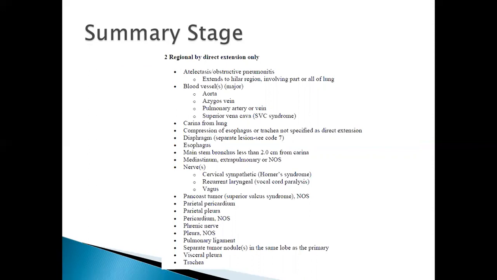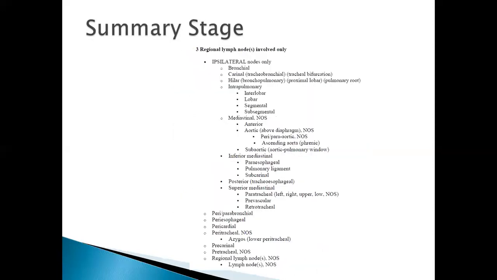Summary stage 2, regional by direct extension only, is when the tumor has grown beyond the lung and into these structures that are listed here, or when there are multiple lung masses or nodules in the same lung lobe or main stem bronchus as the primary tumor. So now with the lung, because we have lungs that have multiple lobes, regional by direct extension has a lot more ways in which it can present. So pay close attention to those things that are quite different with lung staging.